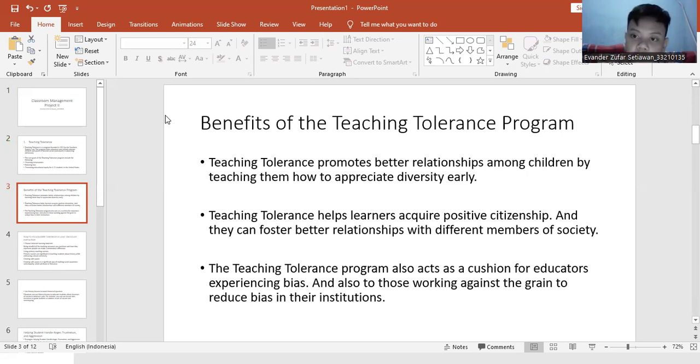Benefits of the Teaching Tolerance program. Teaching Tolerance promotes better relationships among children by teaching them how to appreciate diversity early. Teaching Tolerance helps learners acquire positive citizenship, and they can foster better relationships with different members of society. The program also acts as a caution for educators experiencing bias, and also for those working against the grain to reduce bias in their institutions.